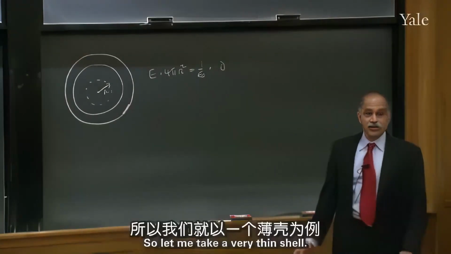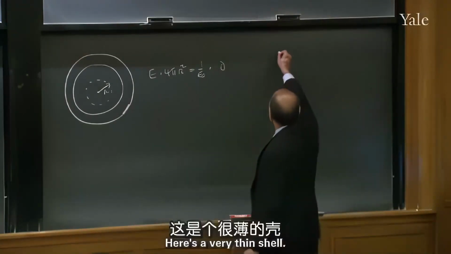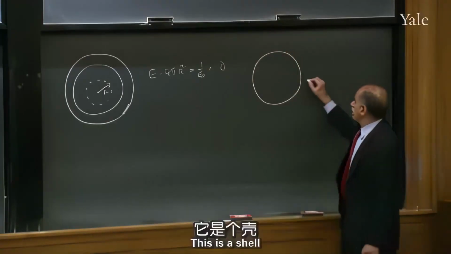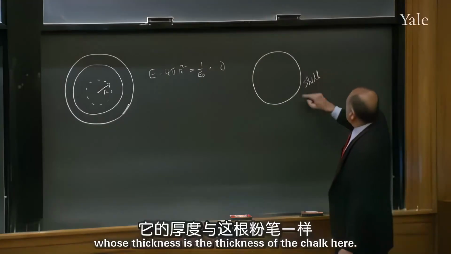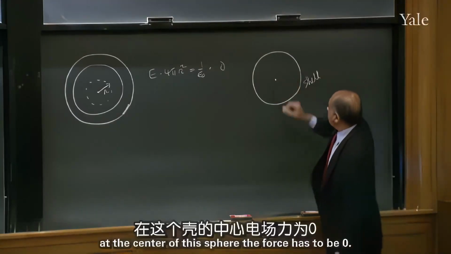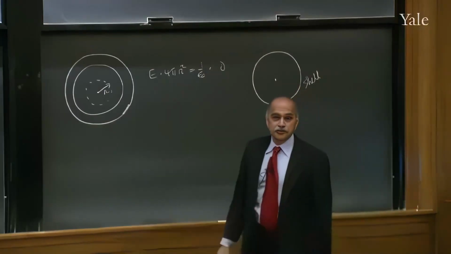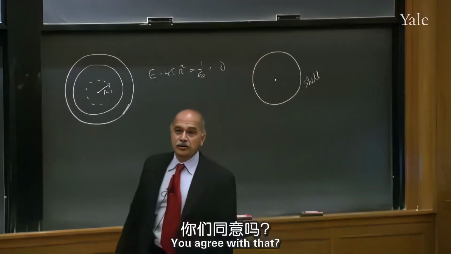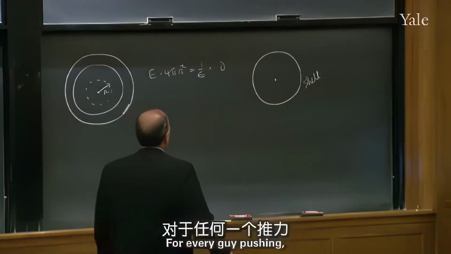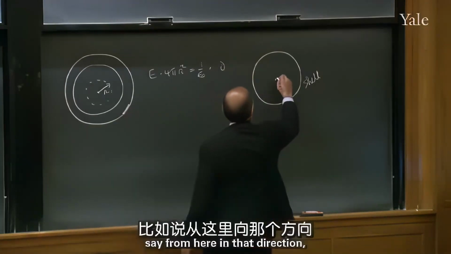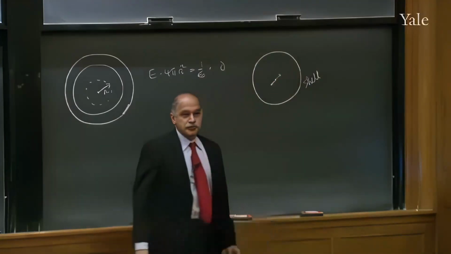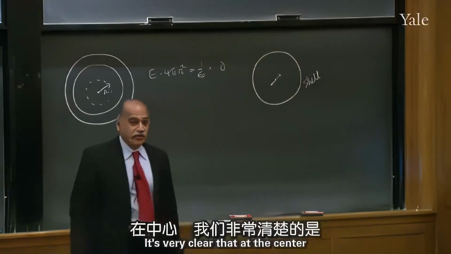So let me take a very thin shell. Here's a very thin shell. So remember, this is not a ball. This is a shell whose thickness is the thickness of the chalk here. I think you will agree that at the center of the sphere, the force has to be 0. You agree with that? Because which way should it go? For every guy pushing, say, from here in that direction, there's another one from there pushing in this direction. They all cancel. It's very clear that at the center, you don't feel a force.